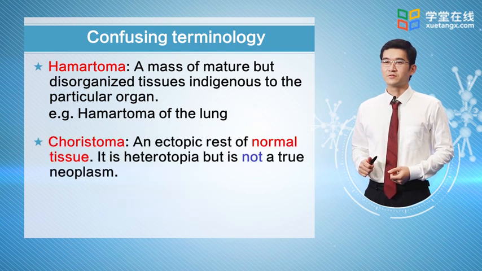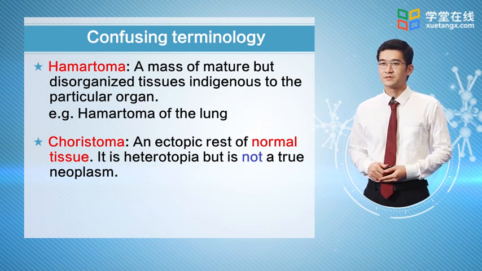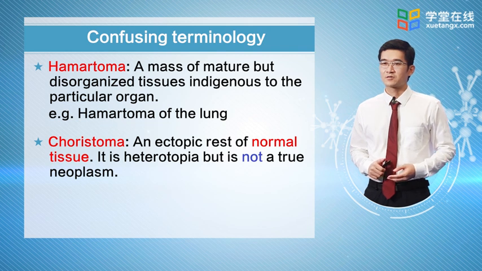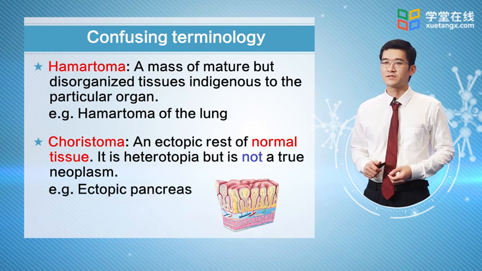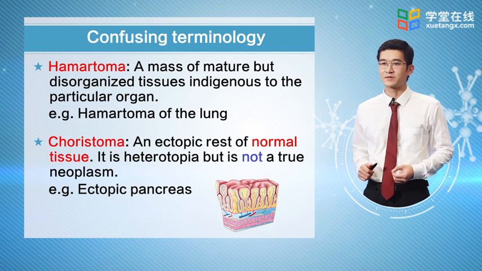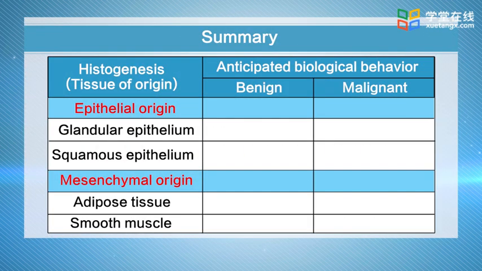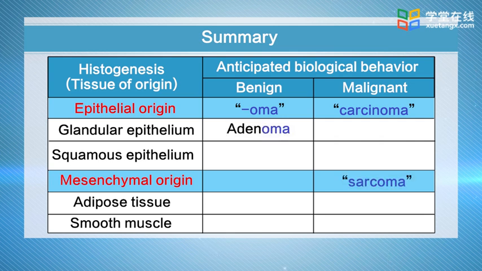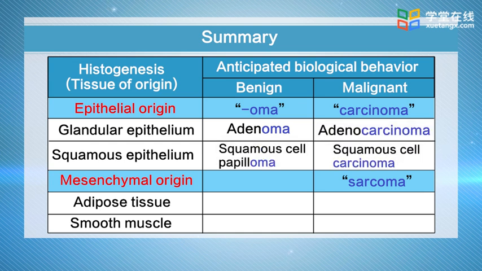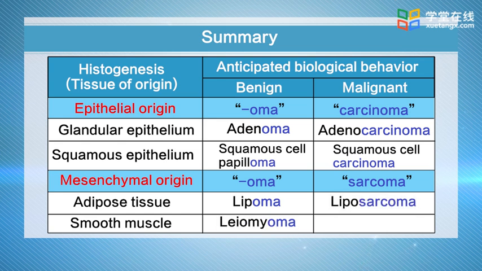Choristoma is the name given to the ectopic islands of normal tissue. Thus, choristoma is a heterotopia but is not a true tumor. For example, a small nodule of well-developed and normally organized pancreatic tissue may be found in the submucosa of the stomach or duodenum. Tumors are named with suffix "oma" to denote benign tumors. Malignant tumors of epithelial origin are called carcinomas, while malignant mesenchymal neoplasms are named sarcomas. A few examples of combination of tumors are mixed tumors, including teratoma and blastoma.